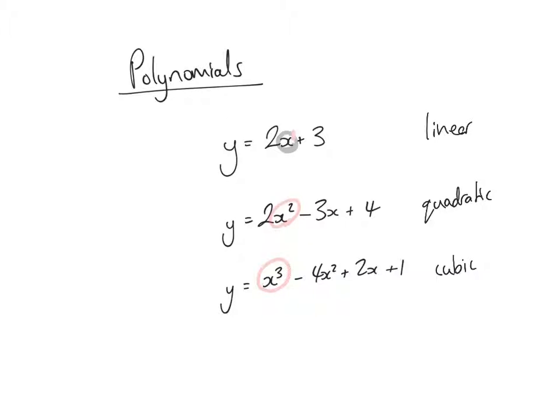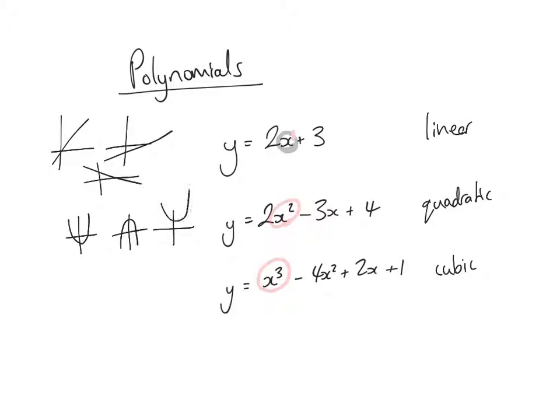The linear graphs, as we've seen, will be a straight line. The quadratic graphs are a parabola, something like that. And the cubic graph will be something like that.